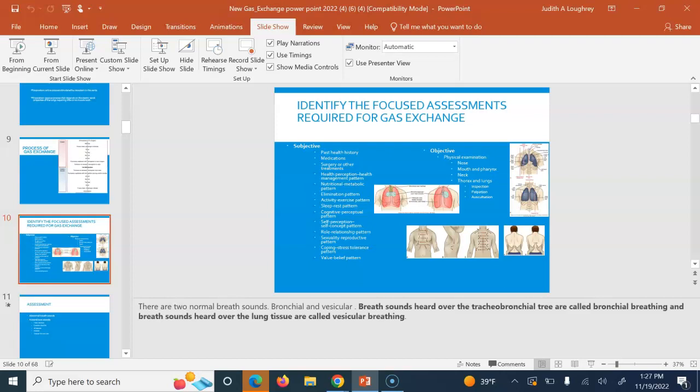And when we go to the objective, we look at physical examinations. We look at their nose: is there any deviation, do they have a deviated septum, or are they having difficulty breathing through one nostril or the other nostril? We look at their mouth and their pharynx, their neck. Then, of course, we look at the thorax and lungs. We do that with inspection, palpation, and auscultation.